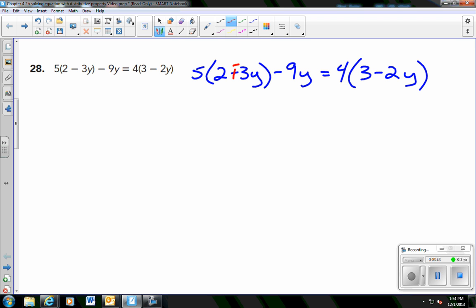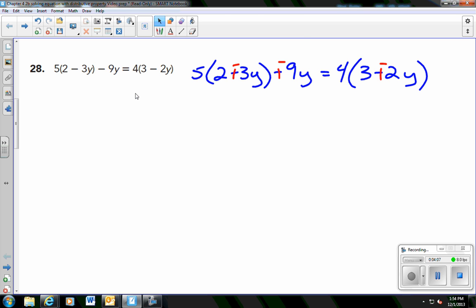So minus 3y is plus negative 3y, minus 9y is plus negative 9y, minus 2y is plus negative 2y. So you're not changing the problem at all. You know, subtracting 2y is the same as adding negative 2y. Subtracting 9y is the same as adding negative 9y. So we're just making everything addition, getting rid of all of our subtraction signs.